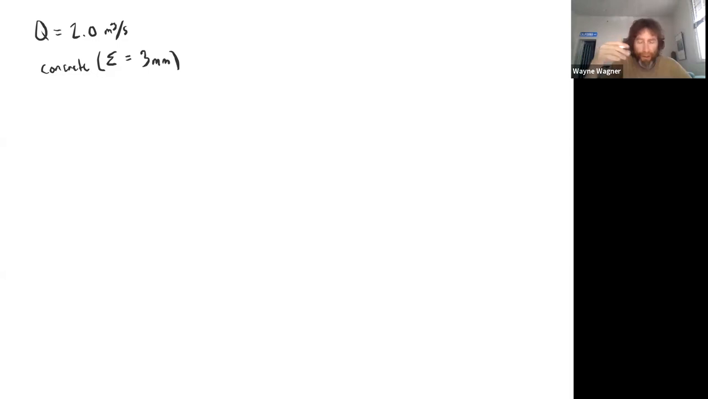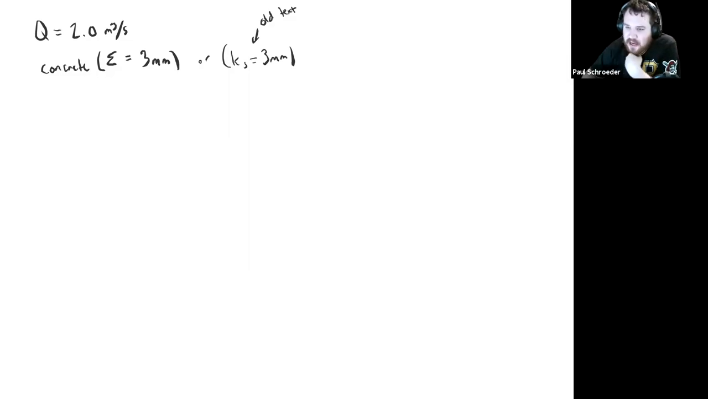The other thing you'll notice, if you go back to my old homework, a lot of times you'll see in my old stuff, I do KS equals 3 millimeters. This is from the old textbook. So if you see that KS in some of my old problems, it's just something I need to go through and spend an afternoon searching all my documents for KS and replacing with an epsilon. It's such a small, simple project that'll take me 30 minutes and I just haven't gotten around to doing it.